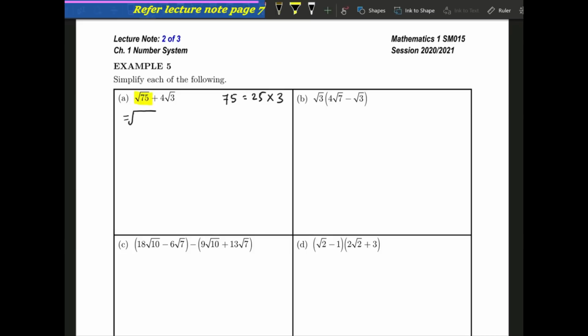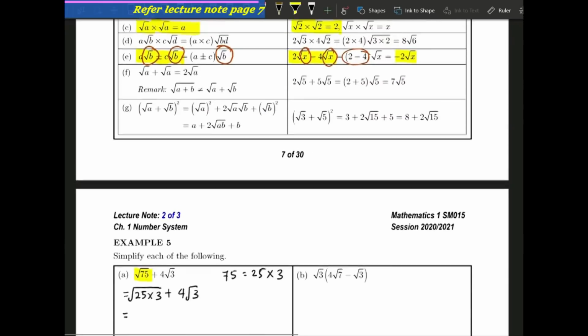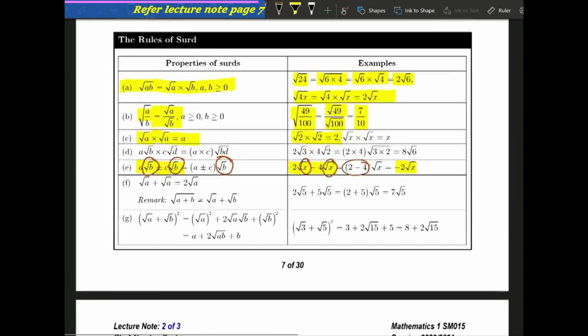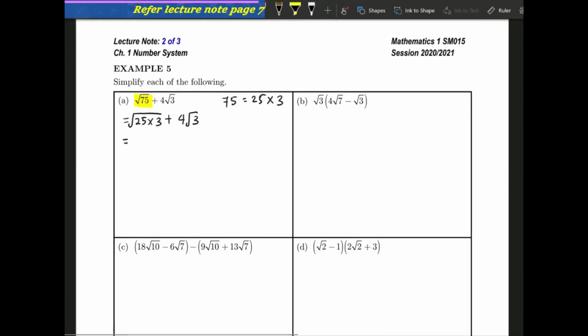Now we come out with the factor first. It's actually surd 25 multiplied by 3 plus 4 surd 3. Multiplication here involves 25 multiplied by 3, so using the previous properties for multiplication, we can split it. It will become surd 25 multiplied by surd 3, plus 4 surd 3.